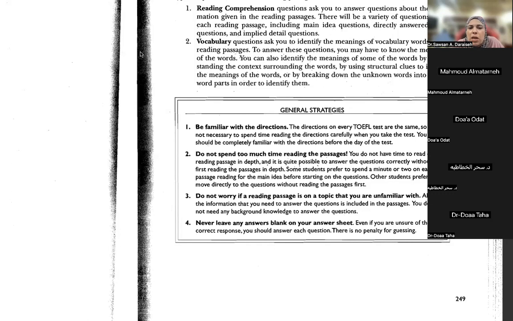I did not look. Anyway, let's take a look at point 3. What is point 3? Point 3 says, do not worry if a reading passage is on a topic that you are unfamiliar with. All of the information that you need to answer the questions is included in the passage. So guys, sometimes we are scared.